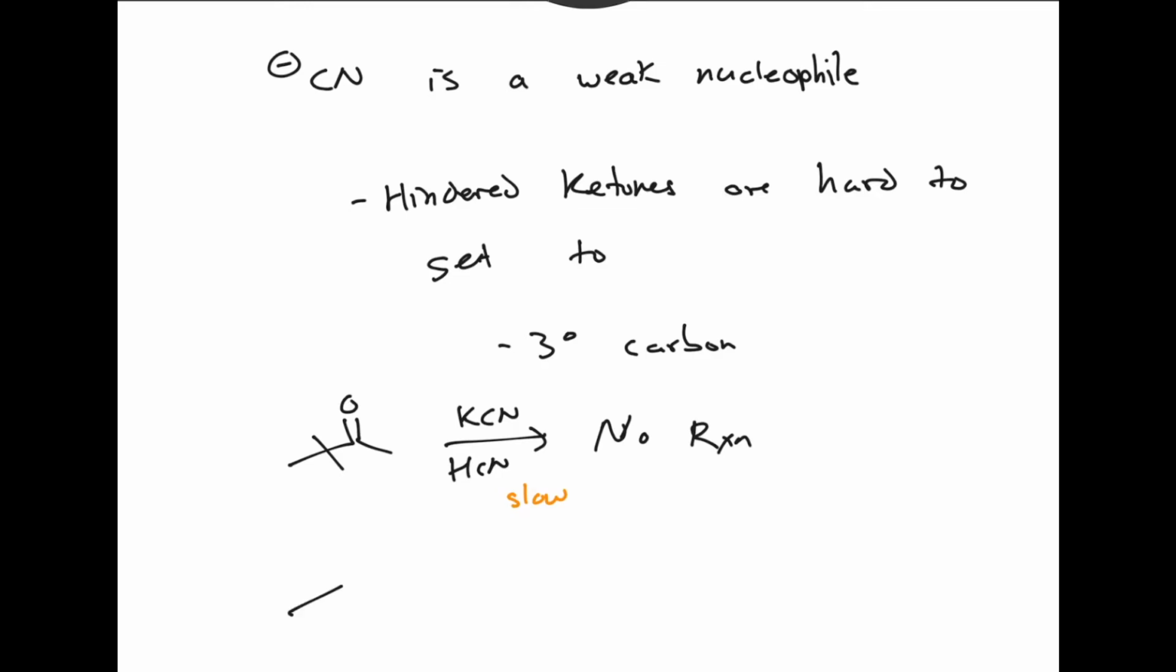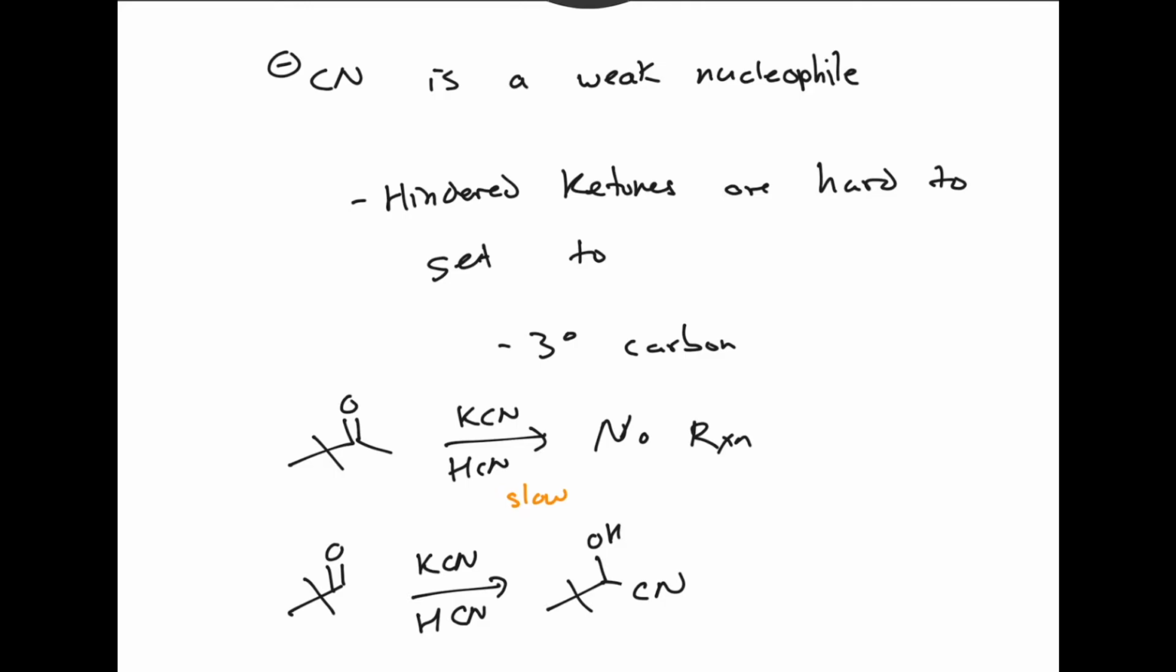Now, if I have an aldehyde with a tertiary carbon, it still has a really small hydrogen on one side, and it's able to react. But if it's a ketone, it's not going to be able to react. I don't know if I actually drew the right product. So hindered ketones are too slow to react. The CN minus isn't a strong enough nucleophile to get past the steric bulk at that position.